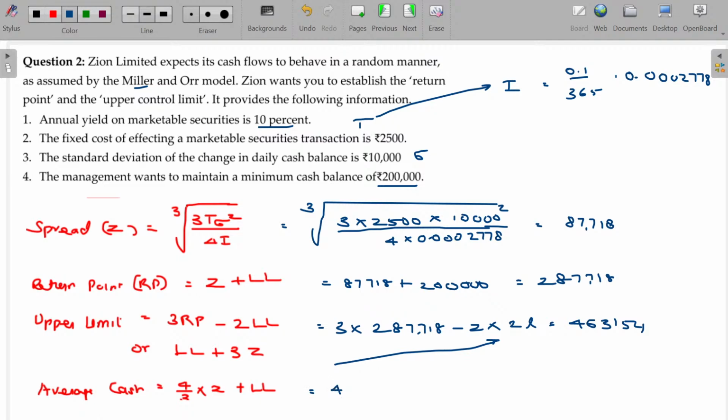So the last one, 4 bar 3 into Z value being 2 lakhs, Z value being 87,718 plus lower limit 2 lakhs. The final value being 3,16,957. So EOQ, like we have the economic lot size here completed. Like reorder level, minimum level, maximum level, we have the Miller and Orr model. Here only mugging up the formula is okay.